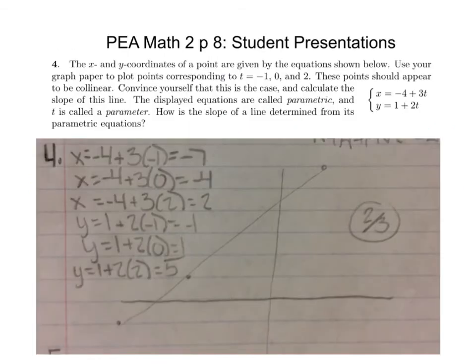hold on. The x and y coordinates of a point are given by the equations below. Use your graph paper to plot points corresponding to t equals -1, 0, and 2. These points should appear to be collinear. Convince yourself that this is the case and calculate the slope of the line. The displayed equations are called parametric, and t is called a parameter. How is the slope of a line determined from its parametric equations?